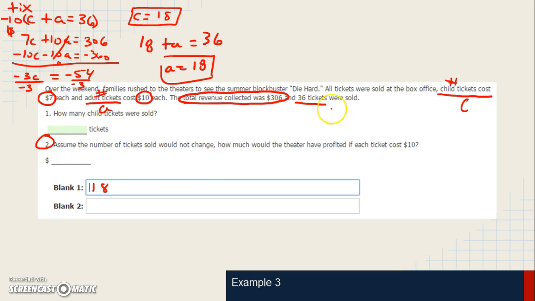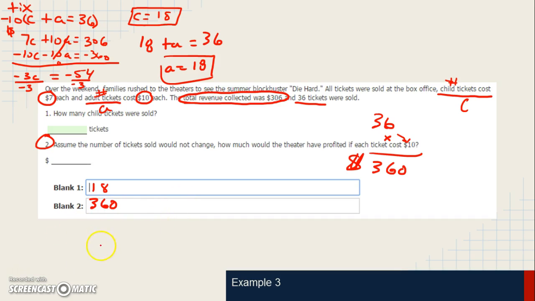Alright, the second question, assume that the total number of tickets did not change. So we know that the total number of tickets was 36. How much would the theater have profited if each ticket cost $10? So we're going to go ahead and take 36 and multiply it by $10. 36 times 10 is 360. So we know that the theater would have profited $360 if they charged everybody a flat rate of 10.